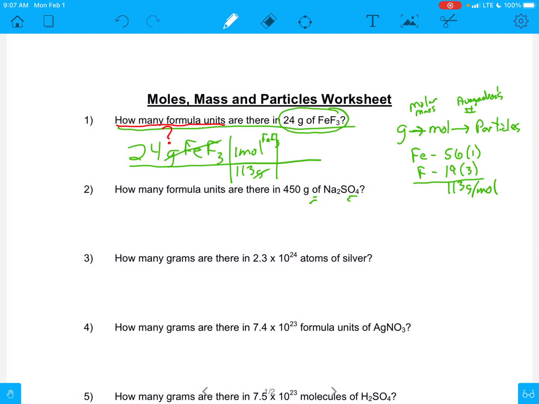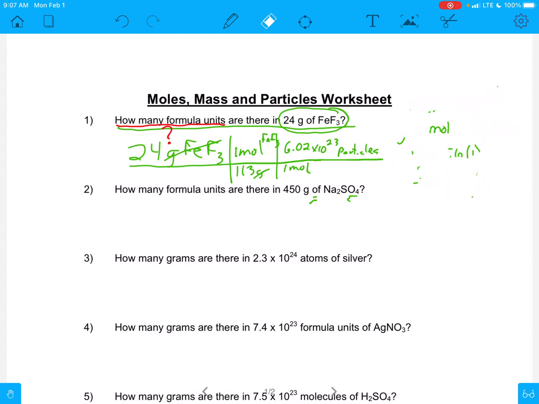Okay, so now I'm going to put 1 mole on the bottom, and I'm going to put 6.02 times 10 to the 23rd particles on top. Let me erase a bunch of this out of the way because it's taking up too much space. There we go. I know I didn't get every little particle, but that's fine. And what is that going to equal when it's all said and done?